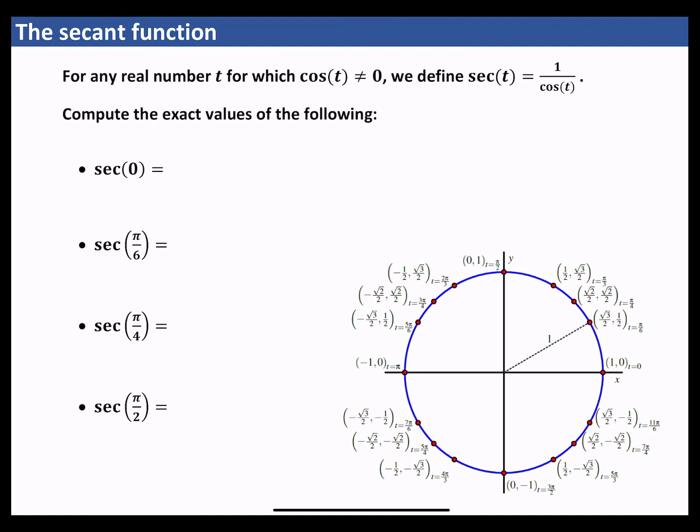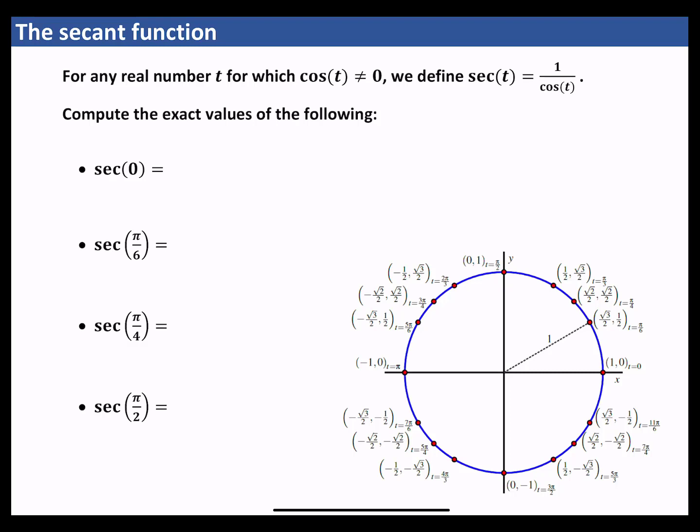To begin, we know that for any real number t for which the cosine of t does not equal 0, we define the secant of t to equal 1 divided by the cosine of t. In other words, the secant of t is the reciprocal of the cosine of t. Let's compute the exact values of the following.